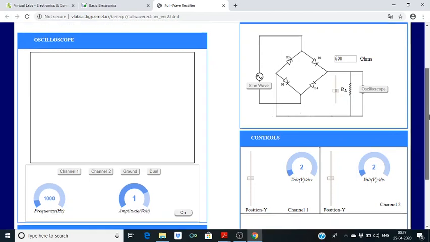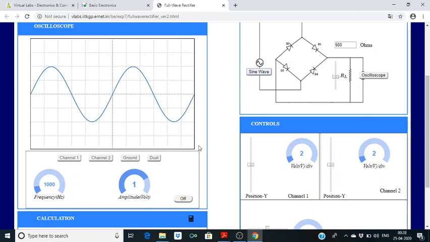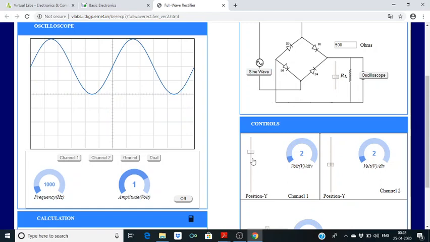Now we will switch on the oscilloscope, and first of all we will see the input waveform. So this is the input waveform. We will move it to here, and now we can calculate the peak to peak voltage. Peak to peak voltage can be calculated by multiplying the number of divisions by the volt per division. Here we have 4 divisions, so 4 into 2, 8 volts. So V peak to peak is 8 volt, so V maximum will be half of that, so 4 volt.